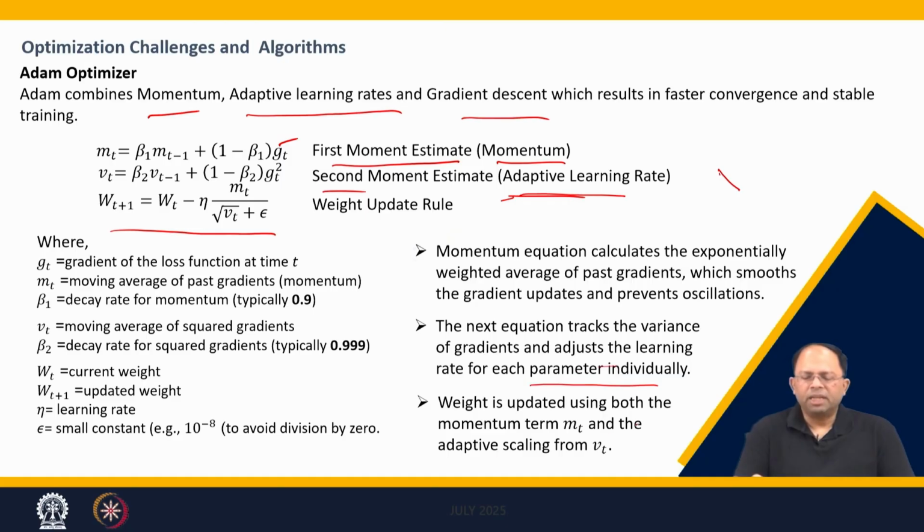And the weight is updated using both the momentum Mt and the adaptive scaling from Vt. This Vt is the moving average of squared gradients, and B2 is the decay rate for squared gradients. This is where we are looking into the variance of the gradients, not only the value of the gradients from earlier iterations, but the variance of the gradients is also considered.